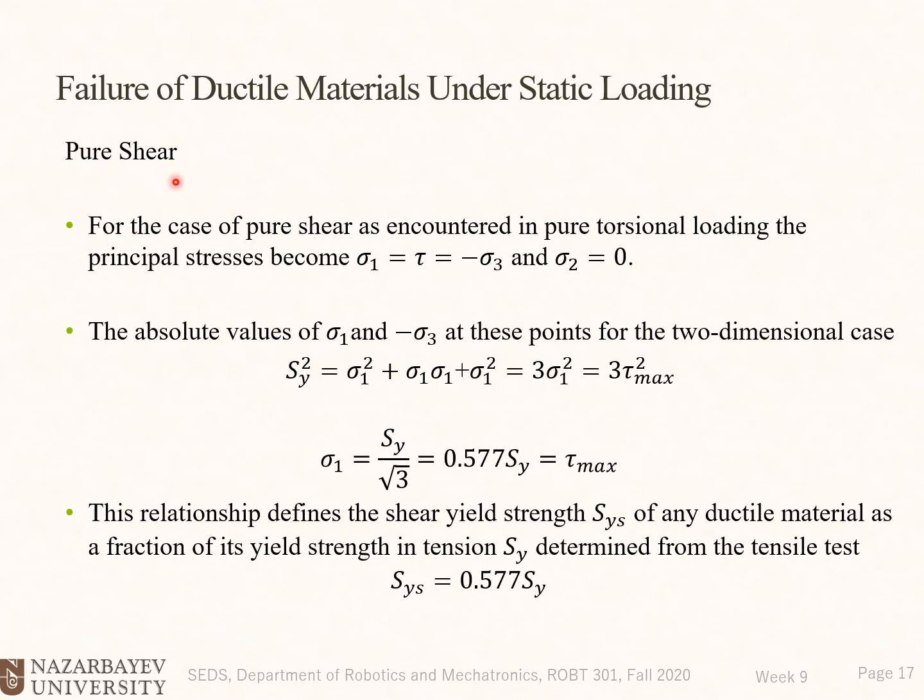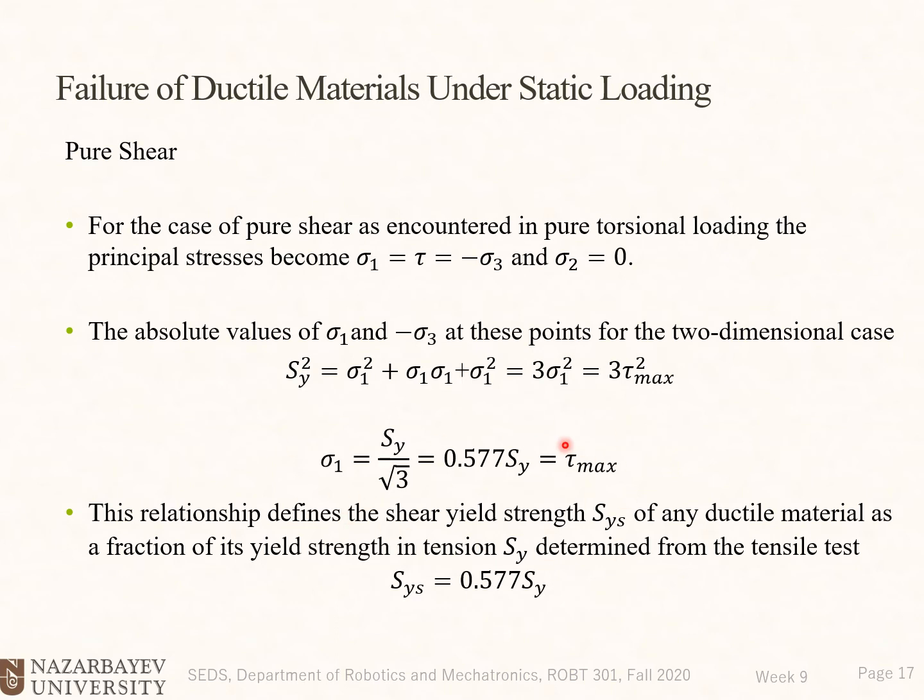Okay, now let's discuss the pure shear or pure torsion test, or the cases of pure shear as encountered in pure torsional loading. The principal stresses become sigma 1 equal to tau, equal to minus sigma 3, and sigma 2 equal to 0. The absolute values of sigma 1 and sigma 3 at these points for the two-dimensional case then could be substituted in this formula, and we see that Sy squared is equal to 3 tau max squared. So sigma 1 will be Sy divided by square root of 3. One over square root of 3 is equal to 0.577, so 0.577 Sy is equal to tau max.